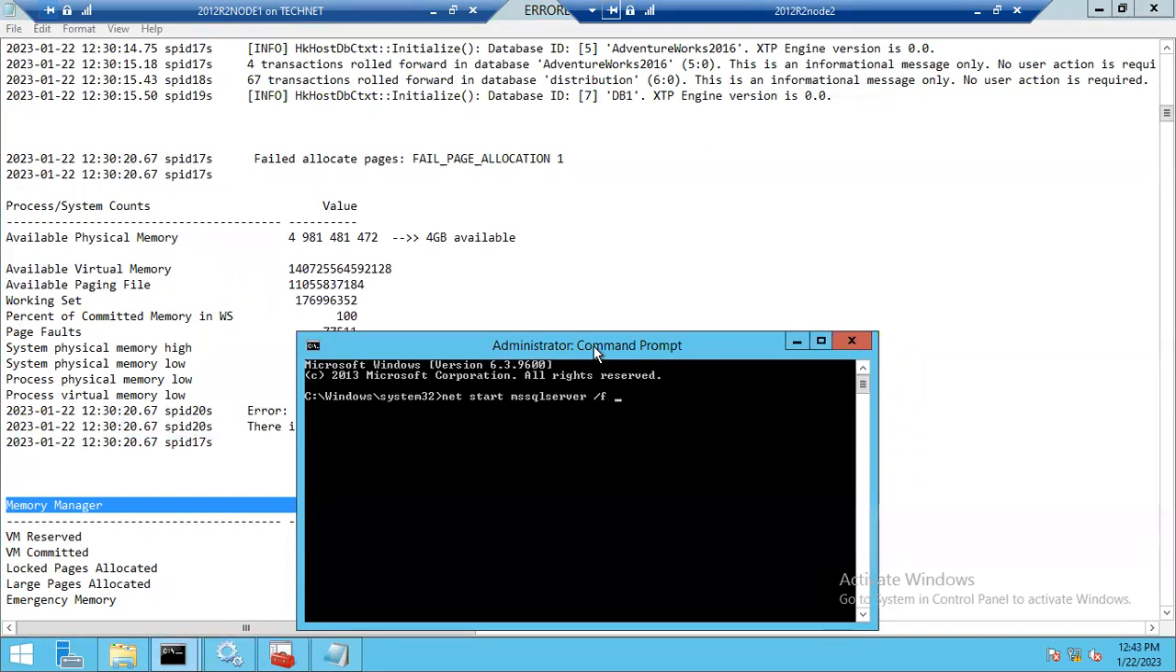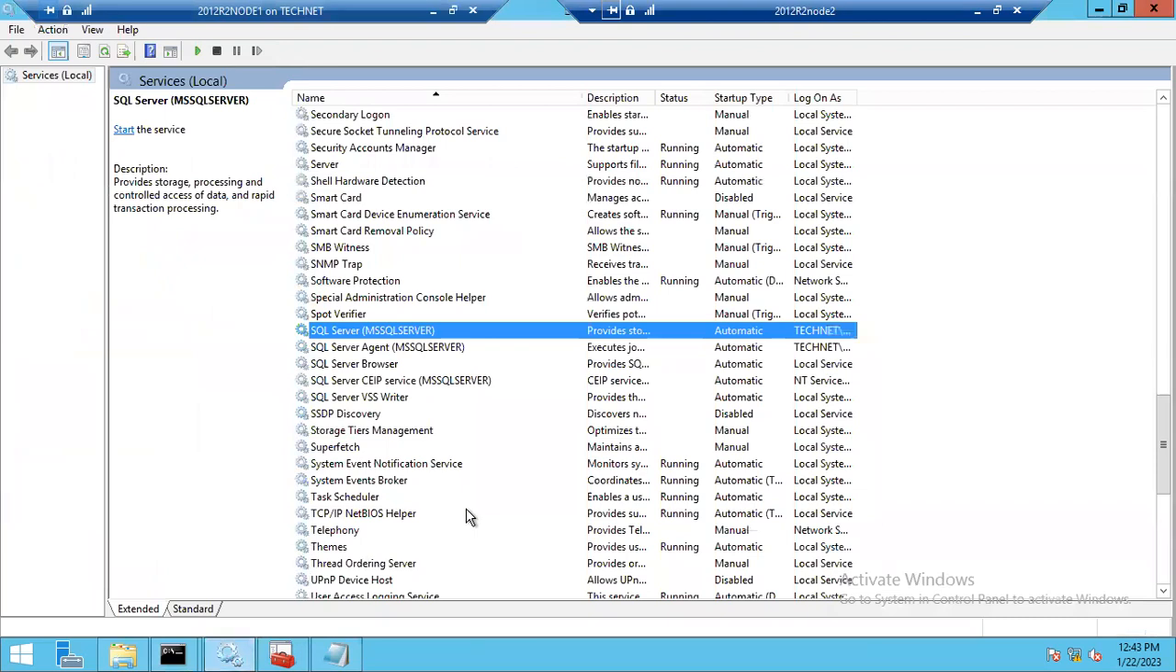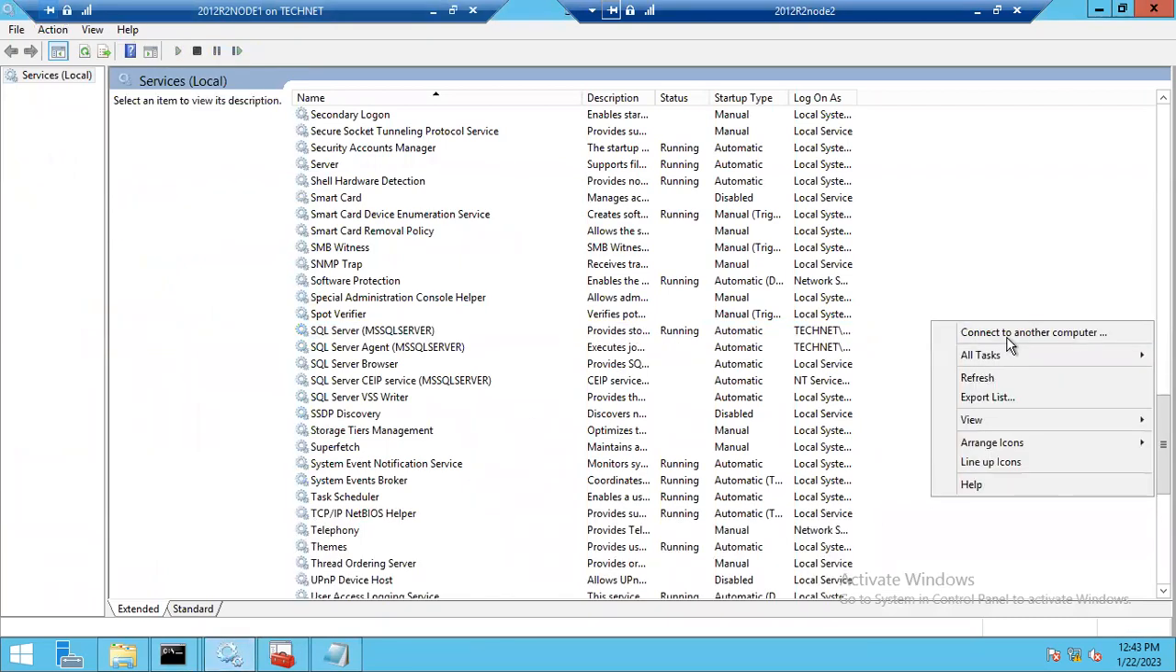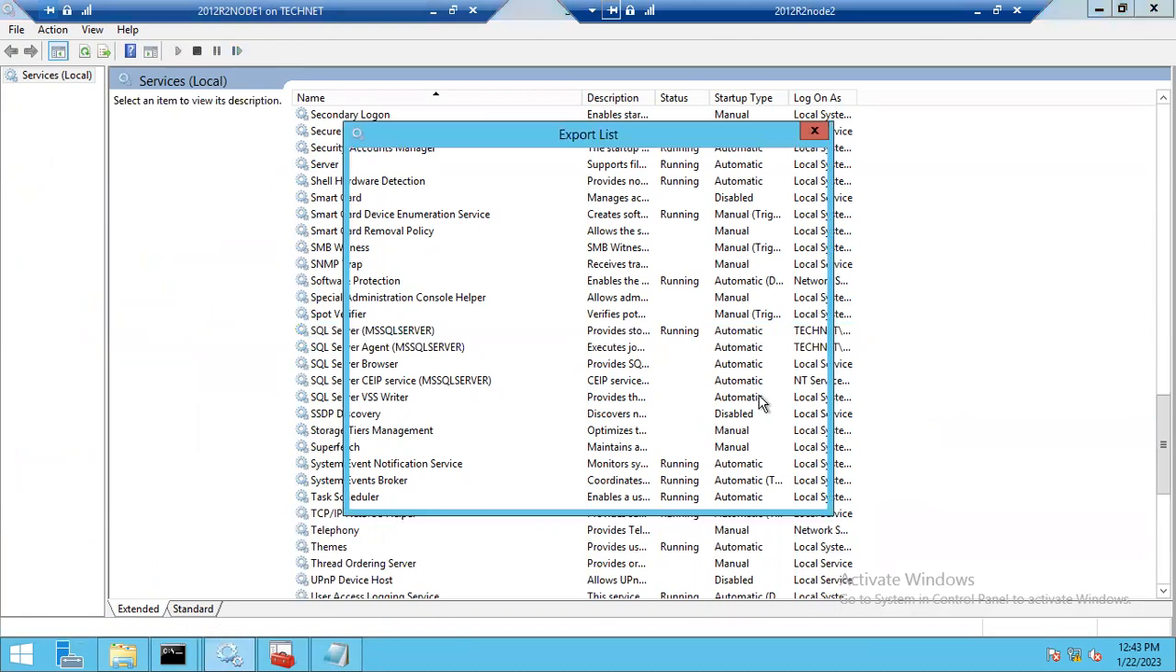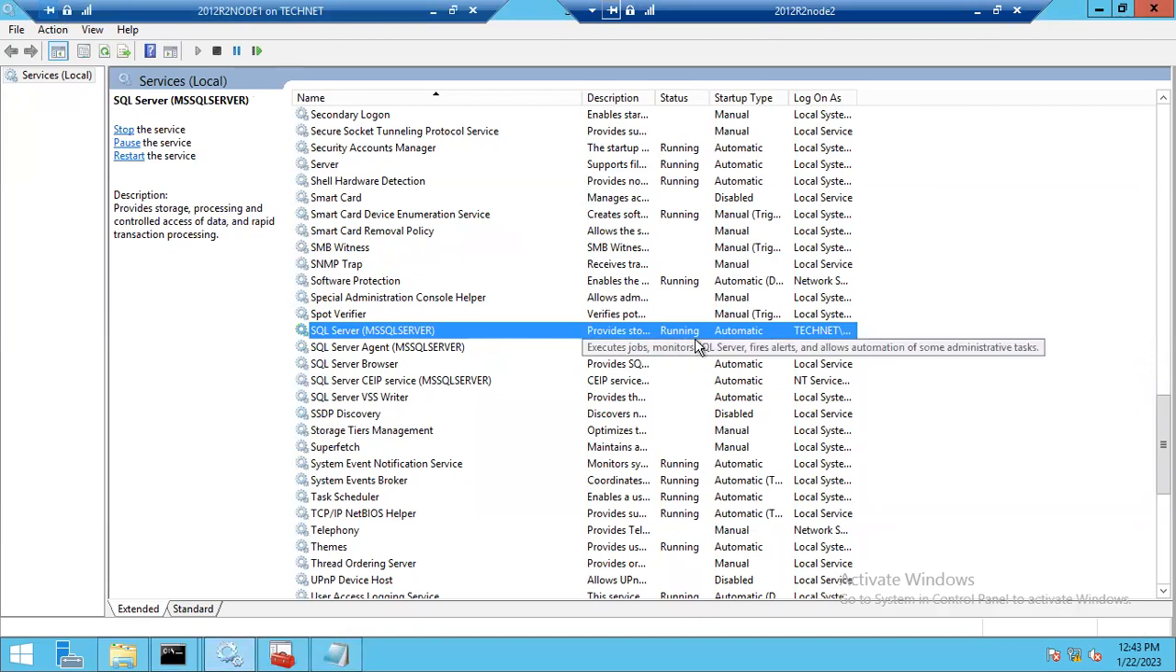Along with the minimal configuration mode, it is better to have single user mode. Otherwise, just try this and see if that works. Let's start with a minimal configuration mode. Okay, it seems the service is started with minimal configuration mode. Let's refresh here. It is in start state. Okay, it is in running.